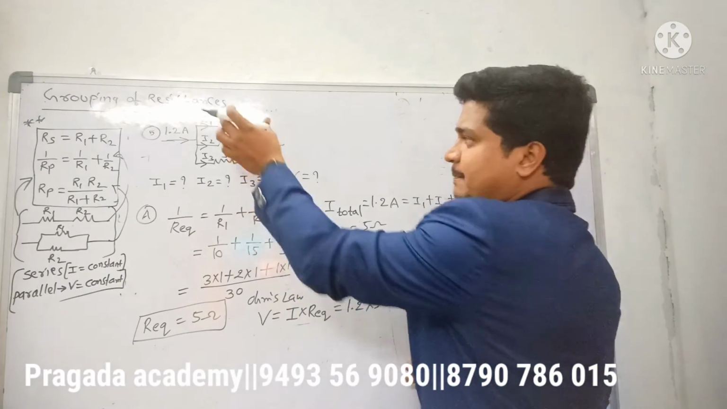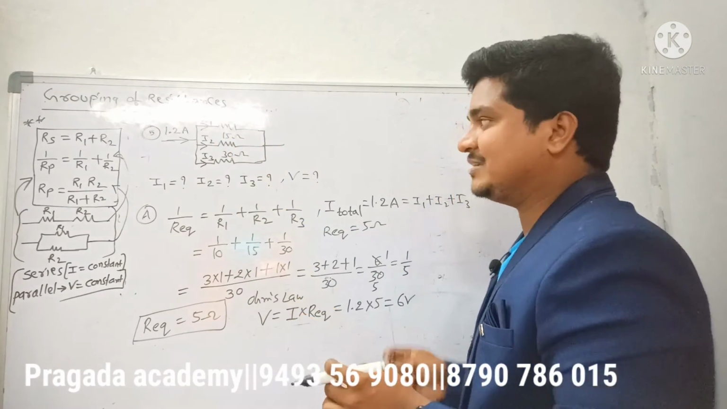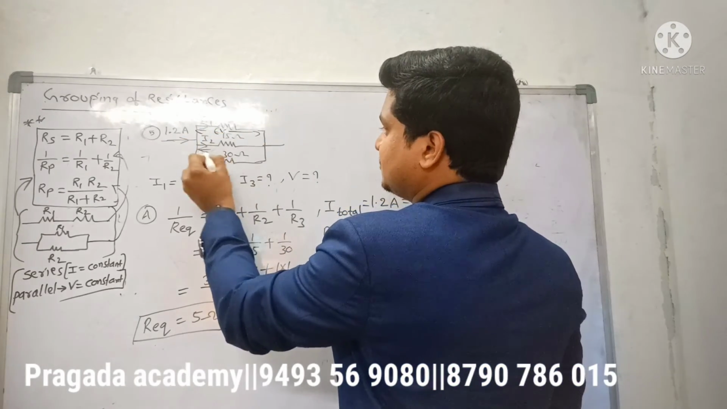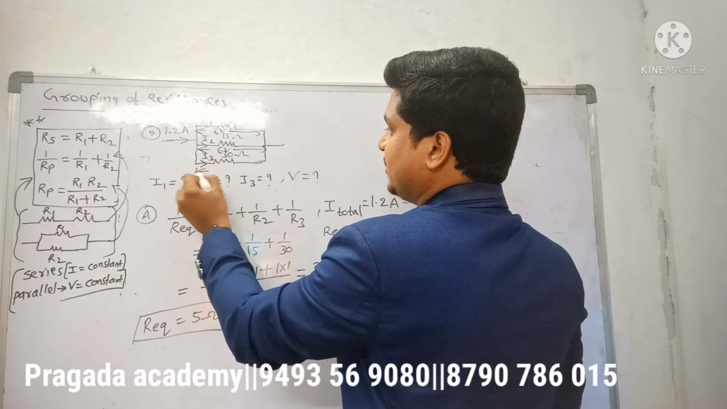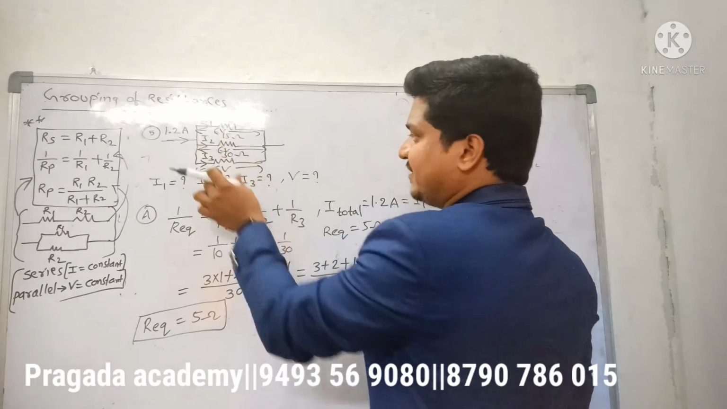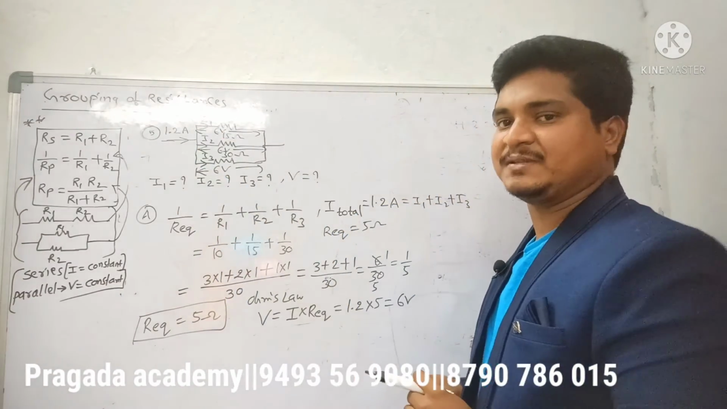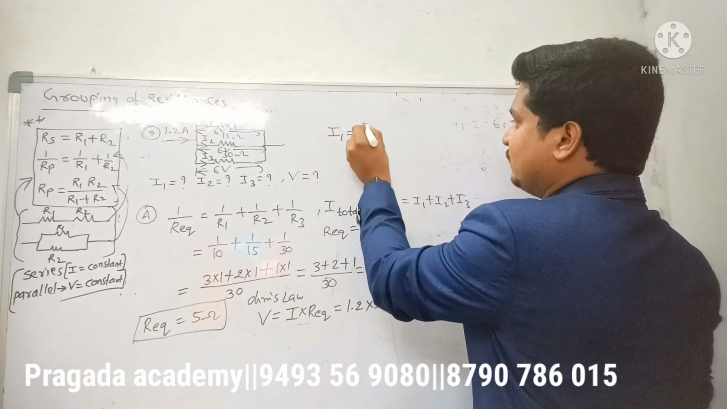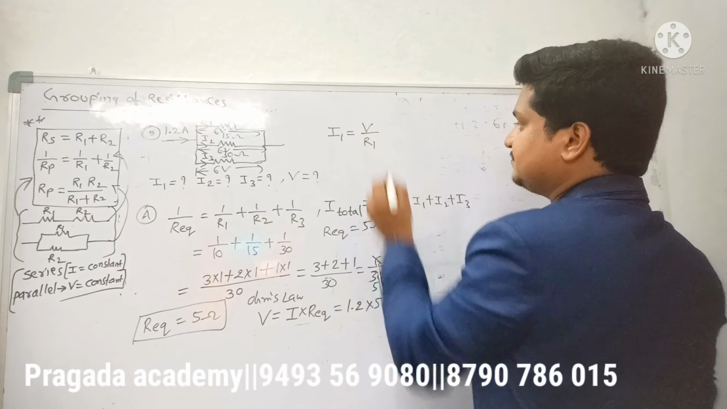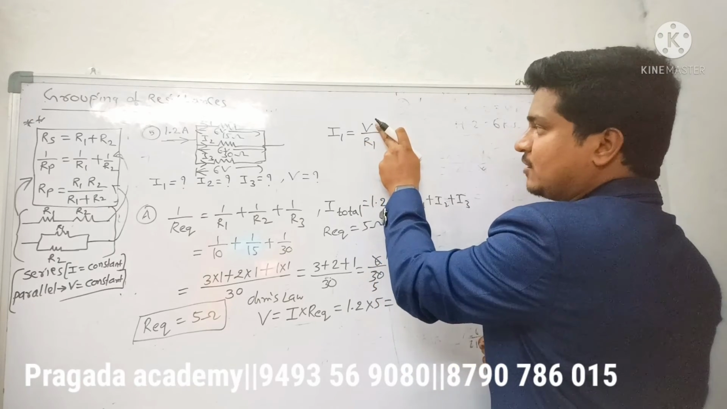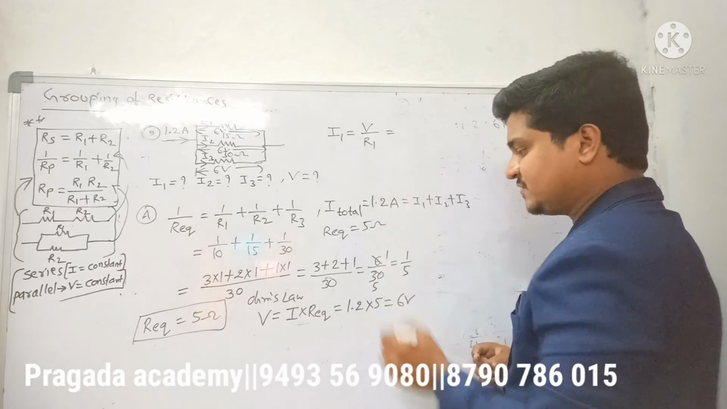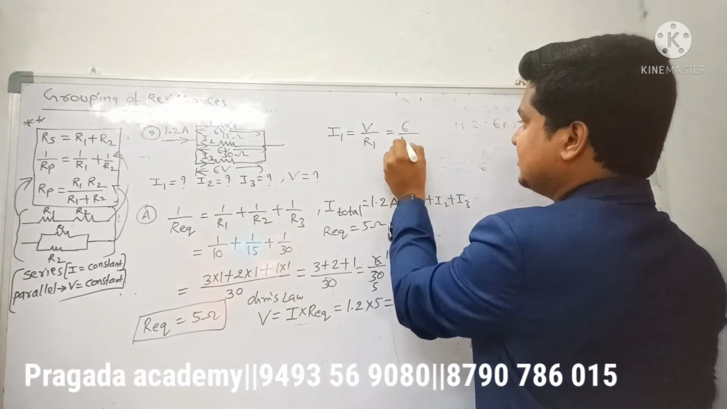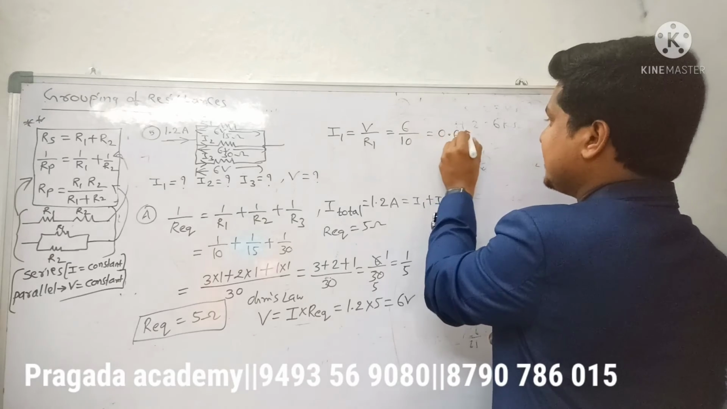In the parallel combination, we already know voltage is constant. In each and every case we got 6 volt. Here also 6 volt, here also 6 volt, here also 6 volt. For each and every resistor, the voltage will be 6 volt. To find I1, from Ohm's law, it is V by R1. Voltage is constant in the parallel combination. What is the voltage value? We got 6, and the first resistor we have here is 10. 6 by 10 is nothing but 0.6 ampere.